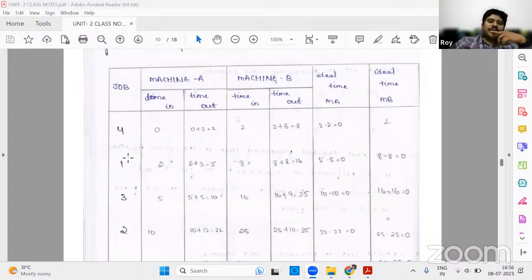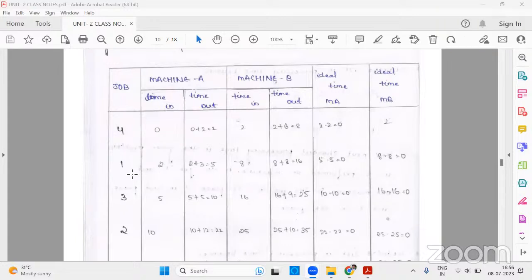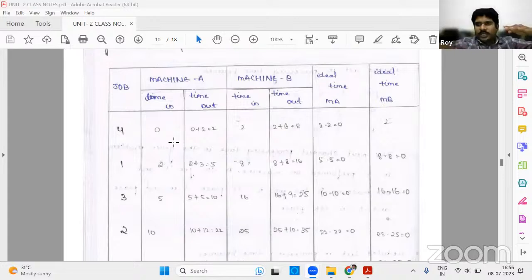Okay. Now for job 1, what will be the in time when job 1 is coming? The out time of the previous machine's job. Wonderful. The 2 will come here. Why? Because to complete job 4 takes 2 minutes. Once job 4 is completed, it is passed on to machine 2. Just keep it aside. We will calculate that next part.